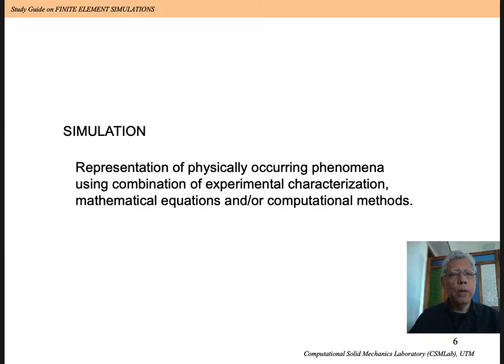Let's talk about simulation. It is the representation of physical phenomena such as bending of beams, buckling of columns, heat transfer across brick walls, and laminar flow over cylinder. Simulation is done by experimental, analytical, or computational methods, and finite element method is one of the computational approach.